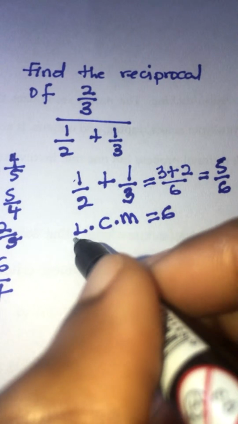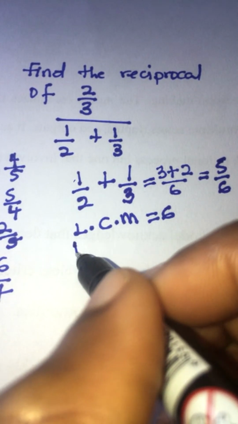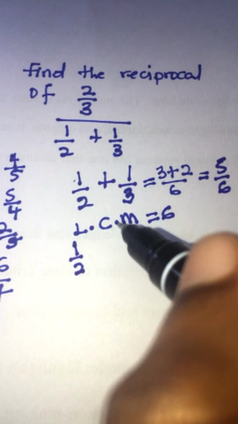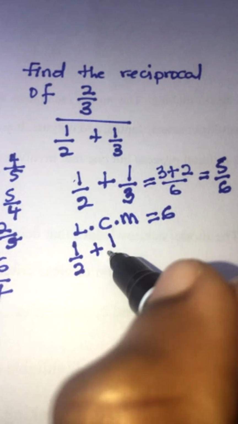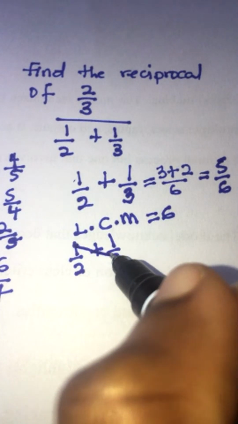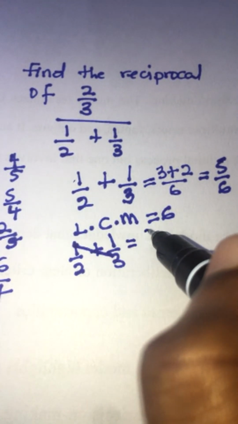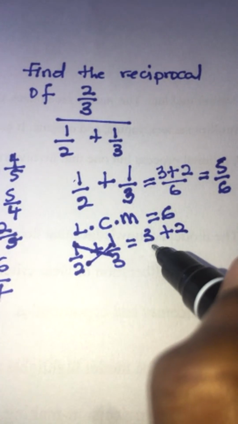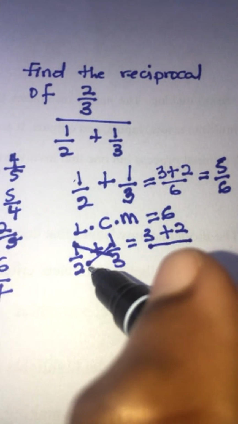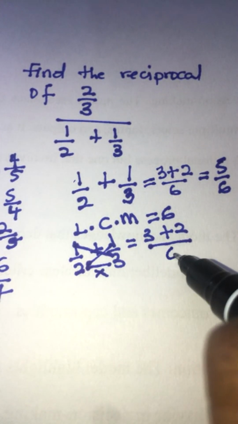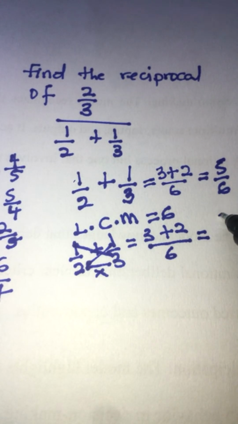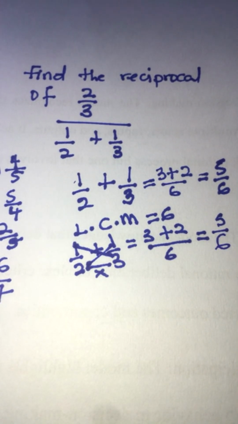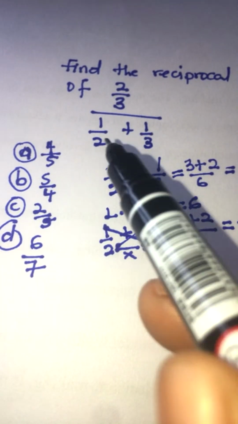That's not the only method. You can still use the butterfly method to solve this fraction. 1 over 2 plus 1 over 3. You can cross multiply. 3 times 1 is 3 plus 2 times 1 is 2, divided by 2 times 3, 6. And that will still give us 5 over 6. And that's just for the fraction at the bottom.